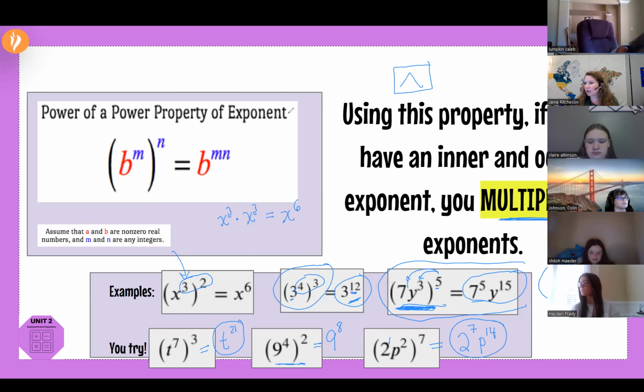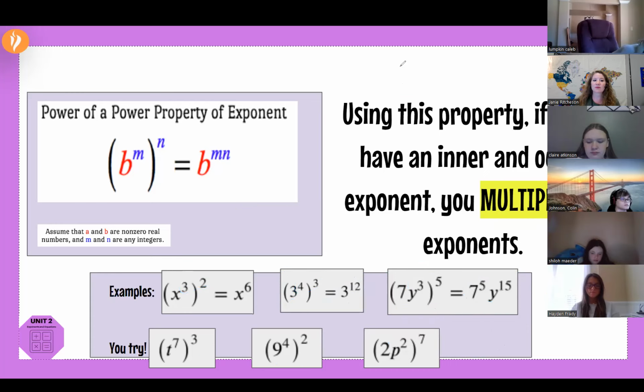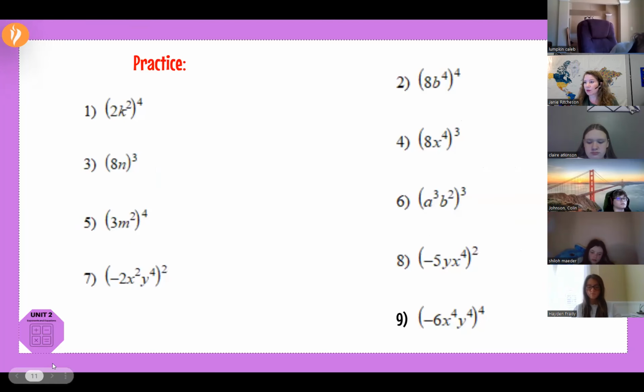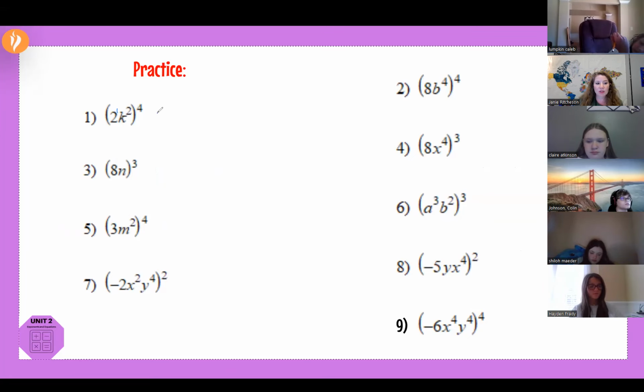Okay, good. All right, then we're going to practice just a few more of all of the exponent rules. This one's probably the simplest. You just multiply a power raised to a power. The tricky part is forgetting that the number attached to the variable has an exponent of 1. Here's some more to practice. Just a reminder, on number 1, that 2 has a 1 beside it. We're going to distribute the 4 to all the exponents. So we would write 2 to the 4th times k to the 8th.